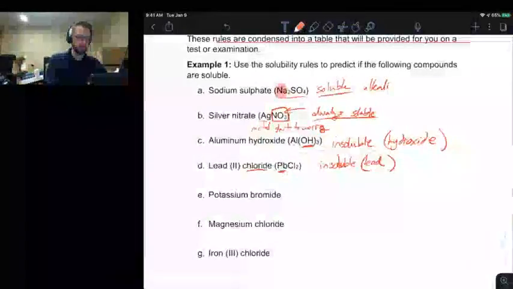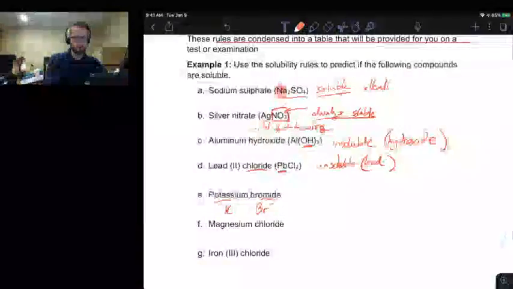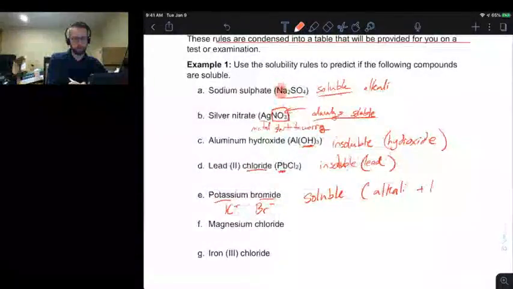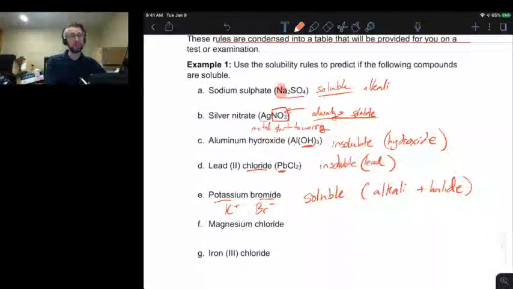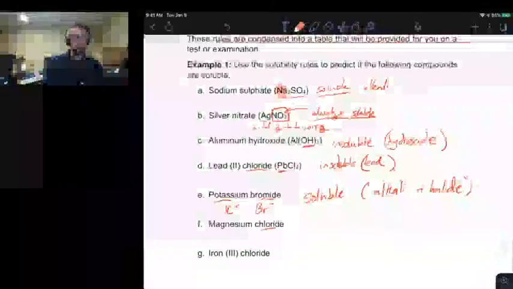Potassium bromide, both examples of very soluble chemicals. So soluble, we've got alkali and a halide. The perfect combo. Magnesium chloride. Okay, so magnesium is an alkaline earth, so it might be a problem, but we do have a chloride there. So I'm just going to double check my exceptions for chlorines, and I do not see magnesium in there. So magnesium chloride is soluble.